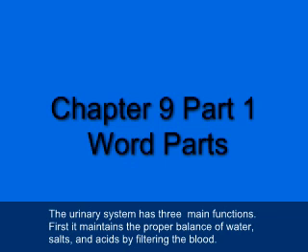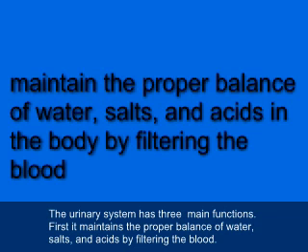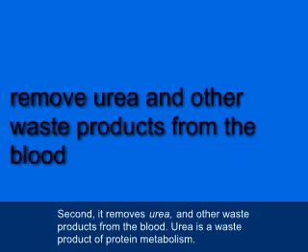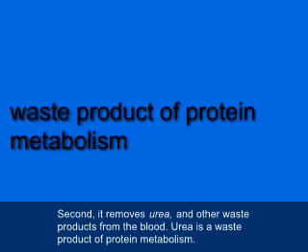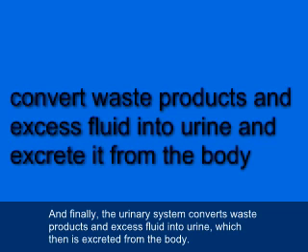The urinary system has three main functions. First, it maintains the proper balance of waters, salts, and acids in the body by filtering the blood. Second, it removes urea and other waste products from the blood. Urea, spelled U-R-E-A, is a waste product of protein metabolism. And finally, the urinary system converts waste products and excess fluid into urine, which then is excreted from the body.